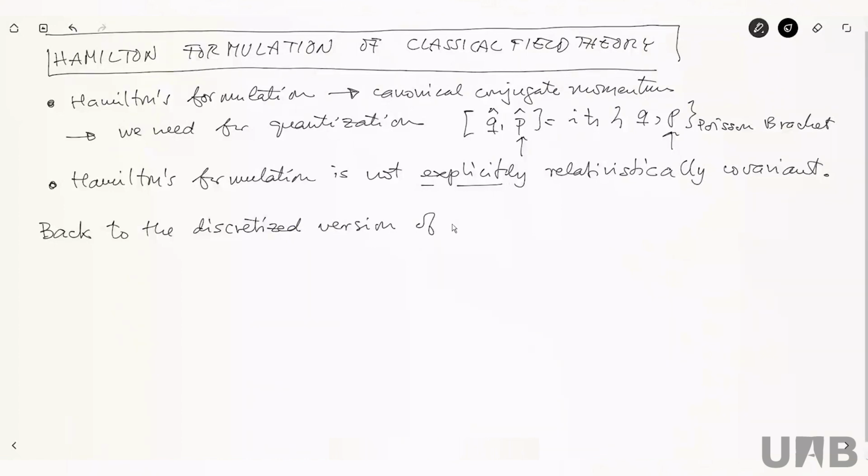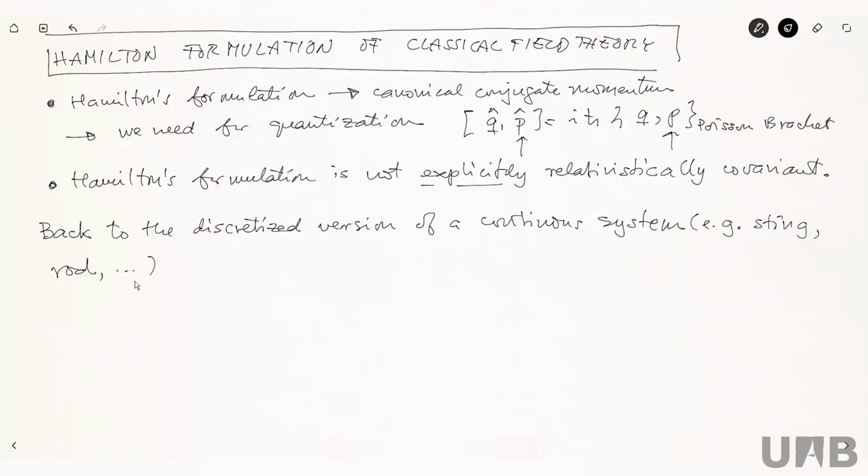Discretized version of a continuous system. Continuous system, which in our case, remember, was the string or a rod, that's the way we started, right? The formulation of classical field theory.